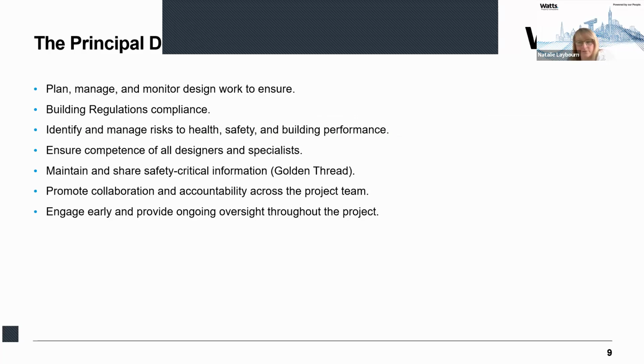So now that we know who the duty holders are and their responsibilities, let's take a look at what the principal designer role actually involves. There are several core responsibilities. The principal designer will plan, manage, and monitor design work to make sure the building complies with all relevant building regulations. They coordinate the work of all designers, ensuring that the risks to health and safety and building performance, such as fire safety, structural integrity, accessibility, and energy performance, are identified early and effectively managed.